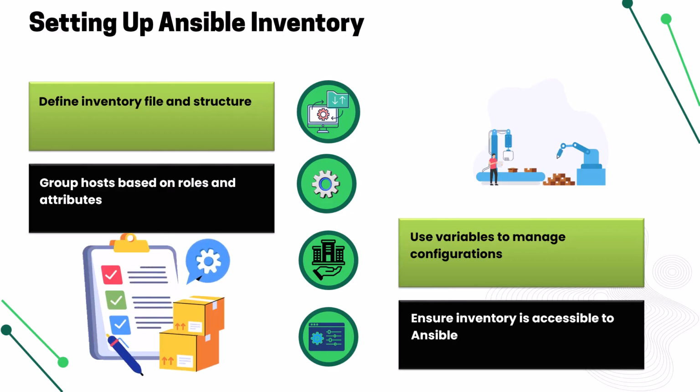Alright folks, let's talk about setting up an Ansible inventory. First, we need an inventory file that defines our hosts. Then we group them logically, because keeping things organized saves headaches later. We also use variables for easy configuration management, like setting up SSH access. Lastly, we ensure Ansible can read this inventory properly. Trust me, a well-structured inventory makes automation much smoother.